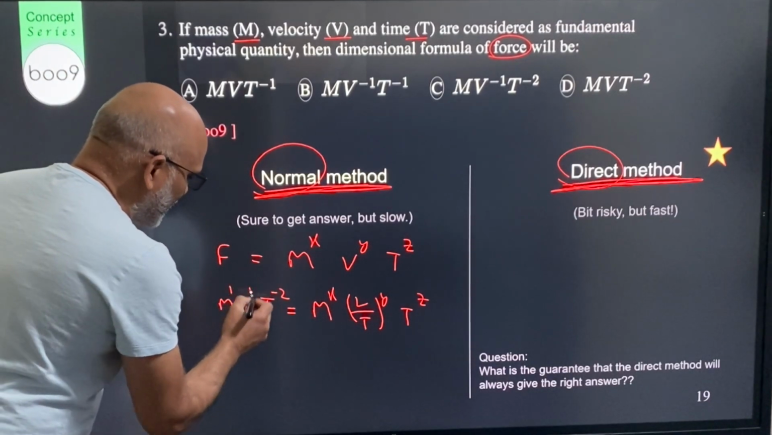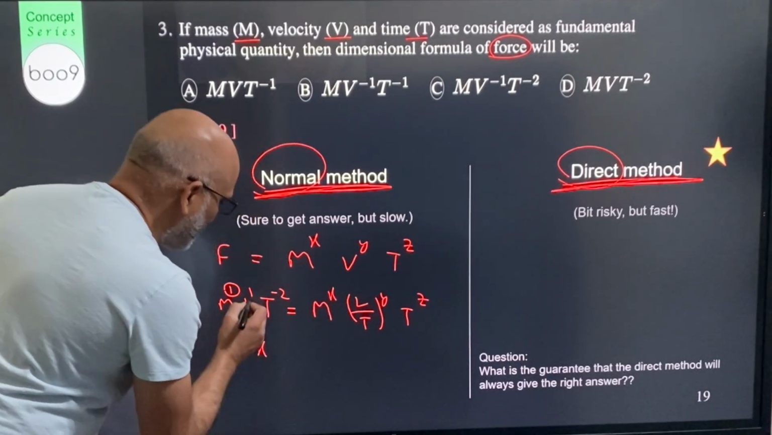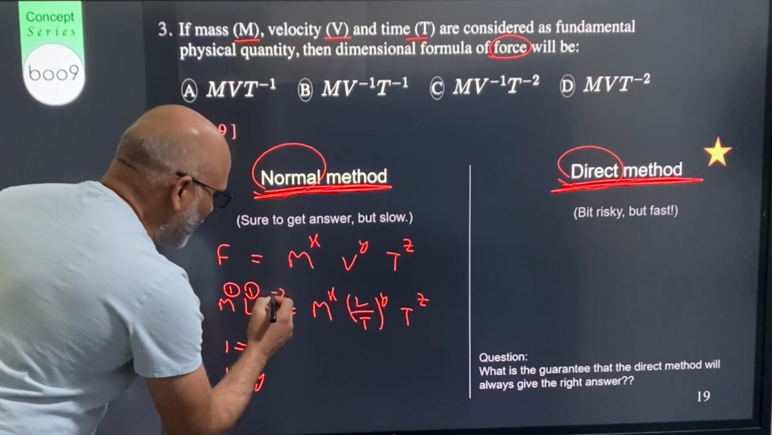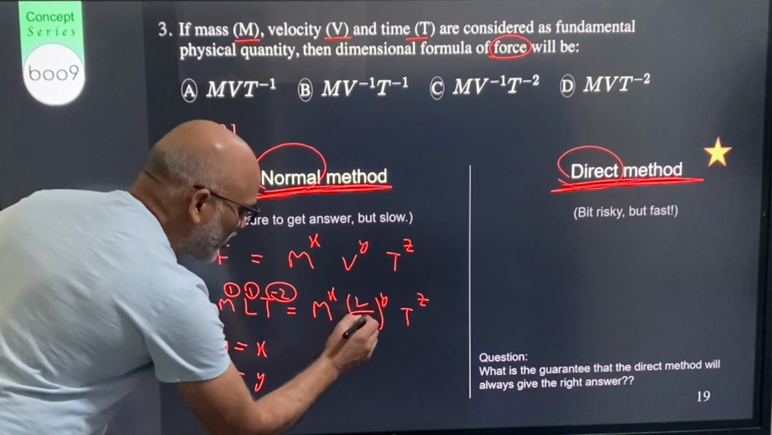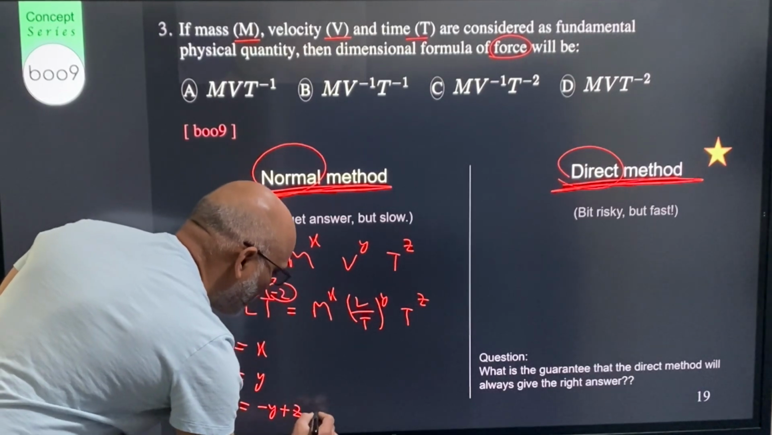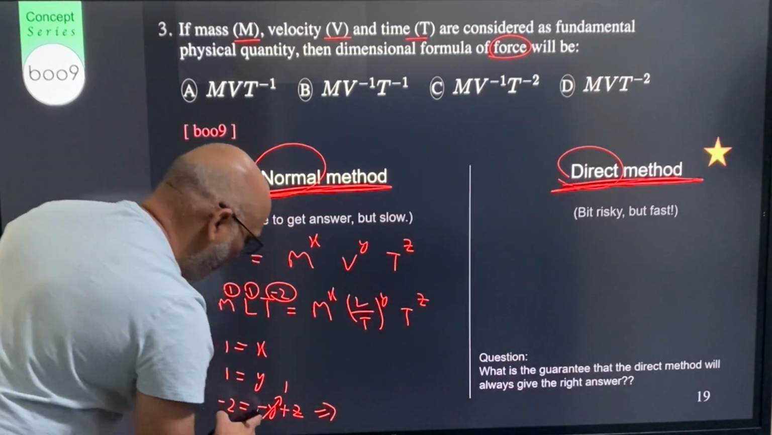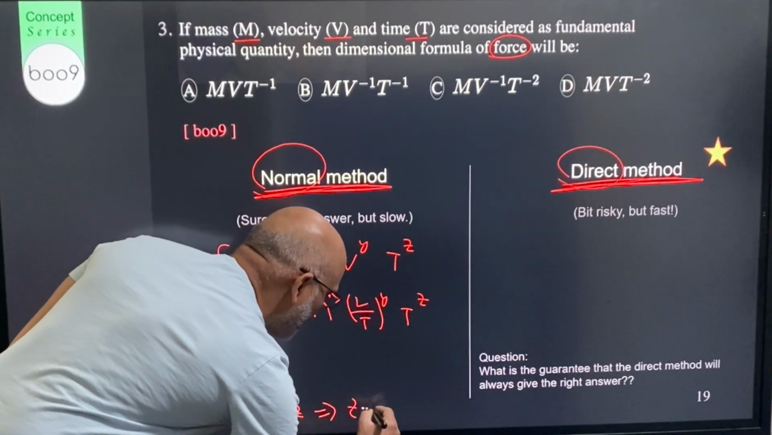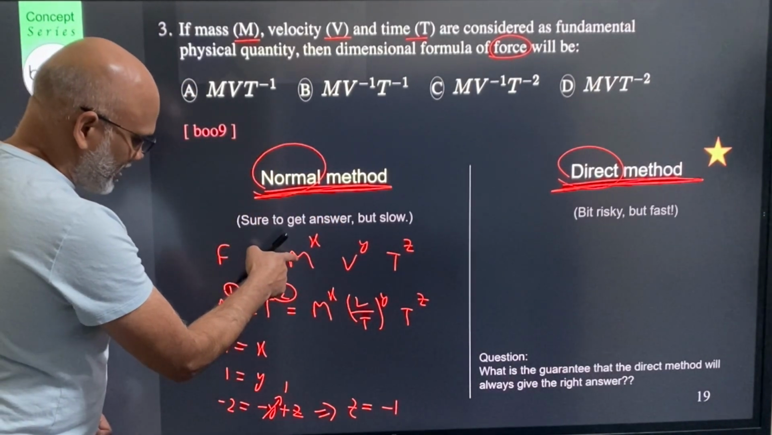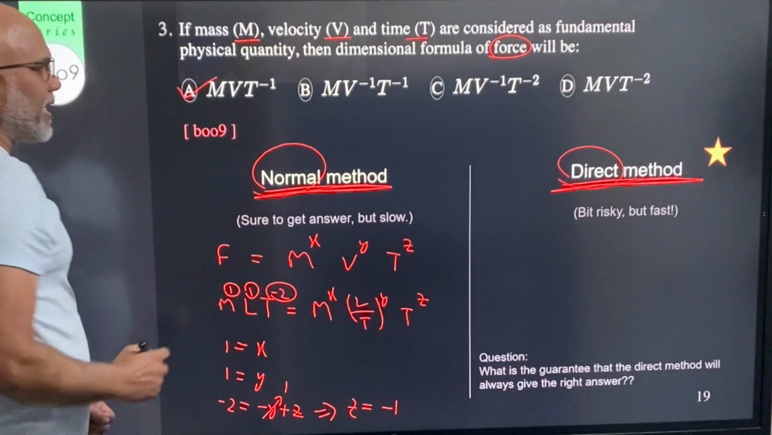I equate the powers now. Here mass to the power 1 and length to the power 1. So on this side x, length this side 1, on this side y, time this side minus 2, on this side minus y plus z. But I know y is 1. So this tells me z is equal to minus 1. So that means mass to the power 1, velocity to the power 1, and time to the power negative 1. Then A is the correct choice.